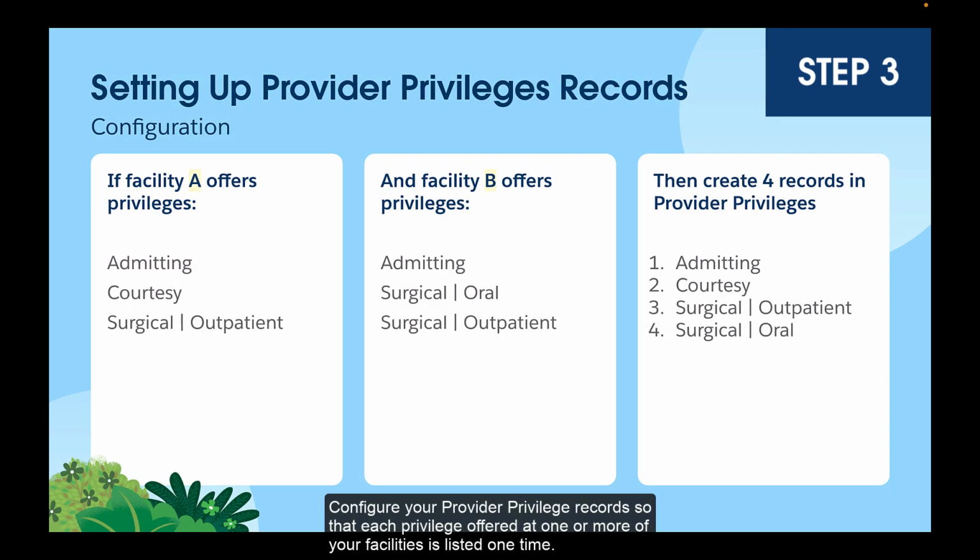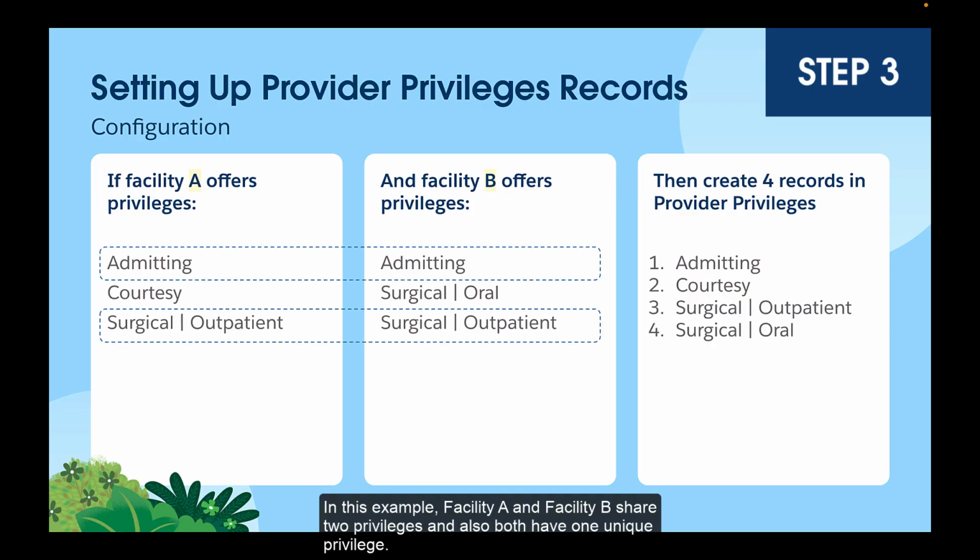Configure your provider privilege records so that each privilege offered at one or more of your facilities is listed one time. In this example, Facility A and Facility B share two privileges and also both have one unique privilege. This should result in 4 total records being created so that each privilege is included one time. Privileges will be assigned to facilities in a later step.